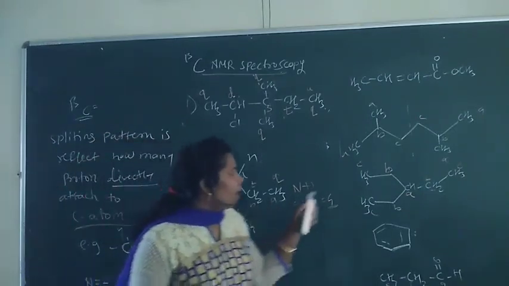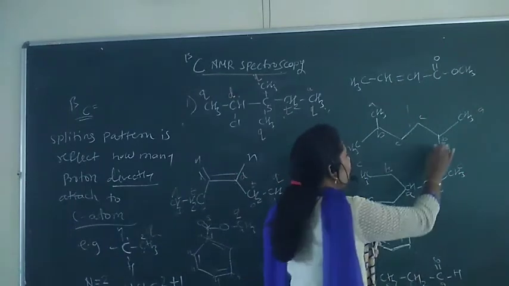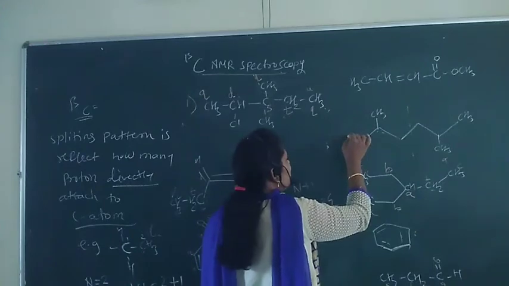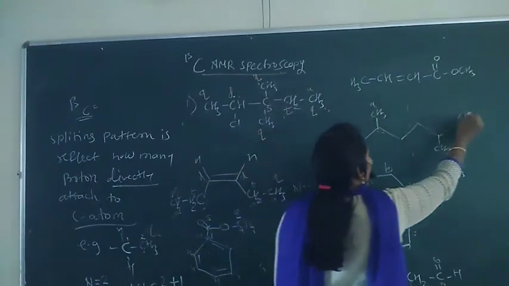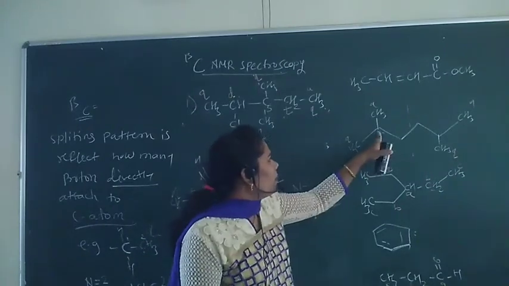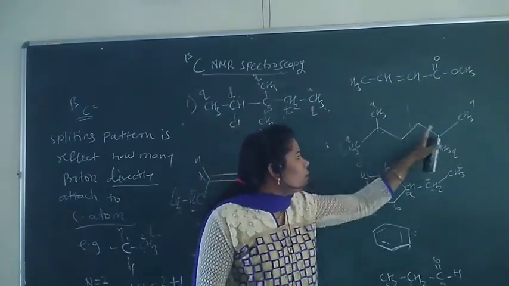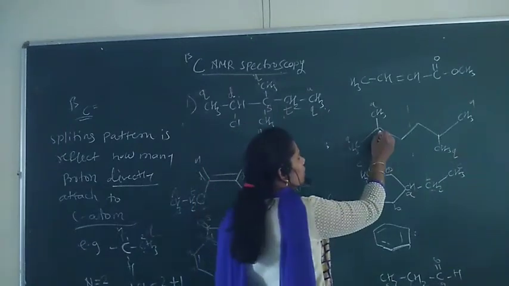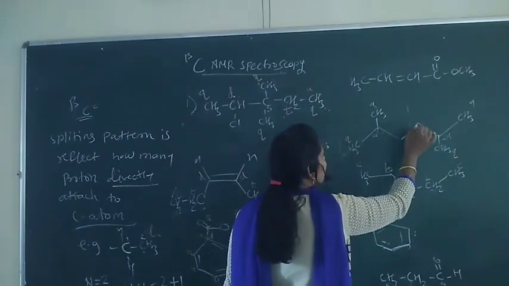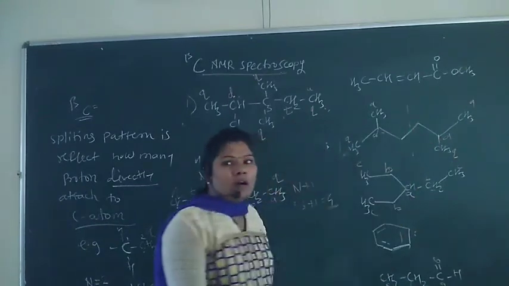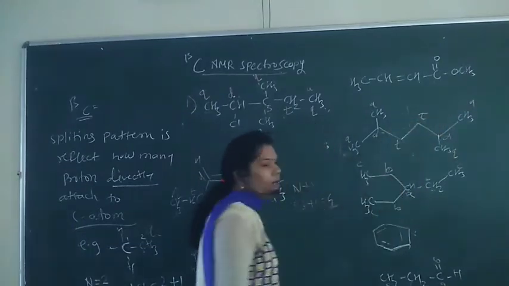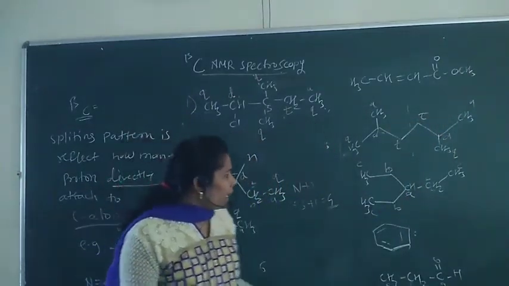Next, find out the number of signals for this molecule. The CH3 groups give a quartet. Carbon number B, only 1 hydrogen is attached, so it gives a doublet. And these CH2 groups have 2 hydrogens attached to each carbon, so they show a triplet. Understand?